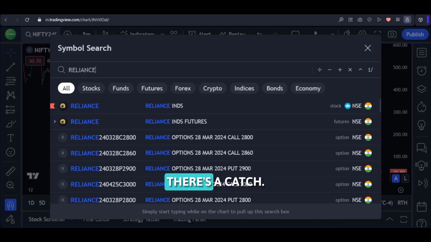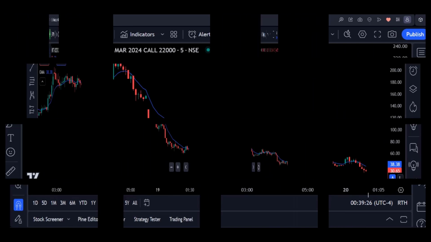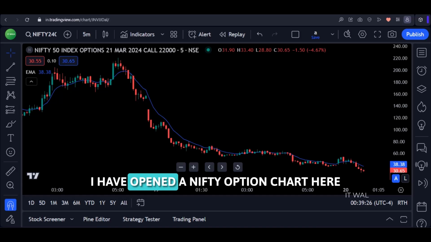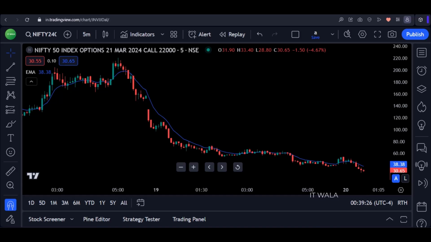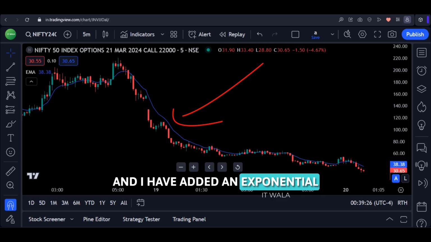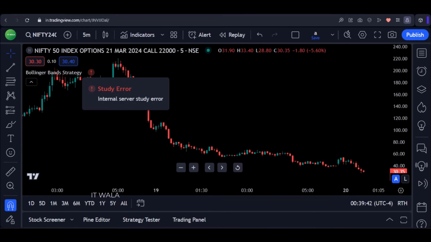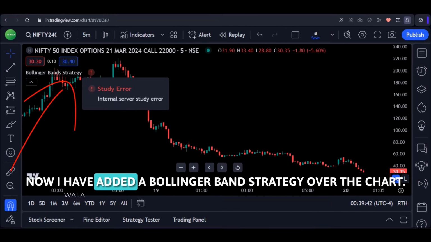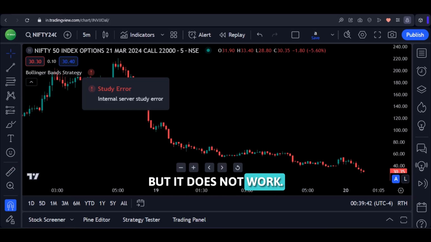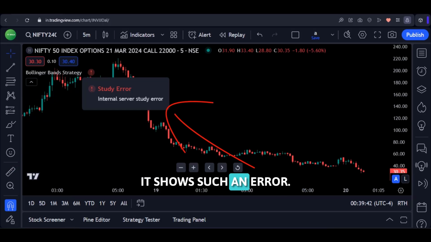But there's a catch. I have opened a Nifty option chart here, and I have added an exponential moving average on the chart. It looks fine, right? Now, I have added a Bollinger Band strategy over the chart. But it does not work. It shows such an error.